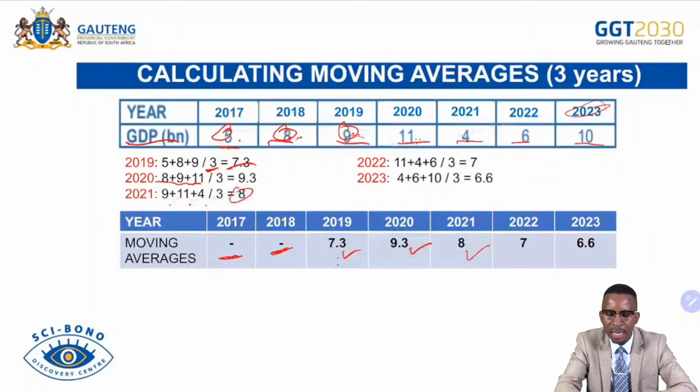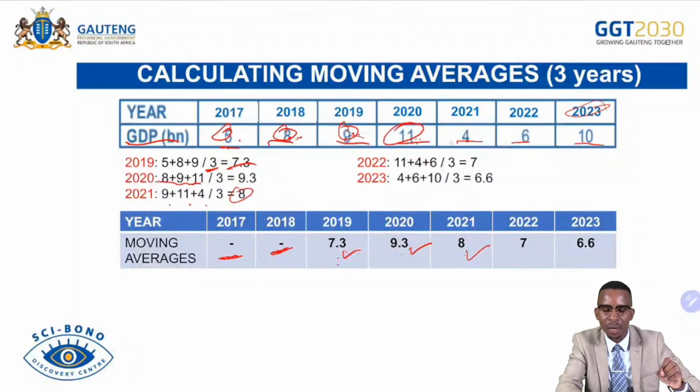If you check, these moving averages are increasing. There is an upward movement: 7.3, 9.3, 8. And then from 8, we have a turning point down to 7 as we go to 2022. We keep on dropping numbers, remember. 11 plus 4 plus 6, divided by 3 years, we get 7. Then there is a turning point here because we had 8, and now we are sloping down to 7. From there we complete our moving averages.